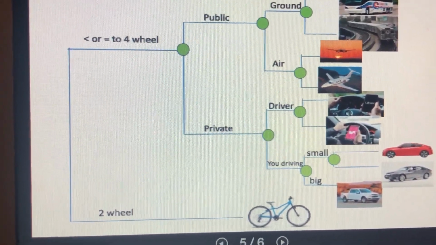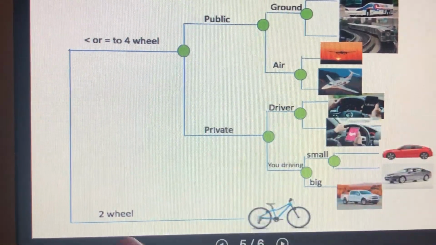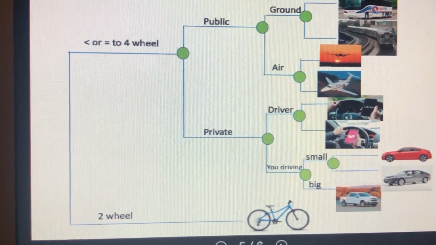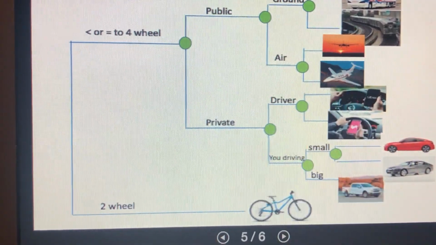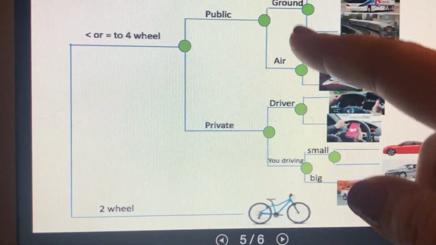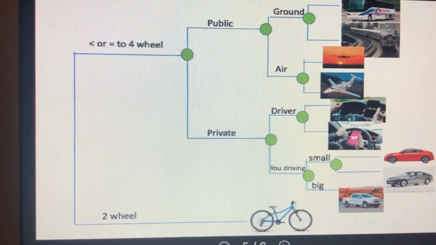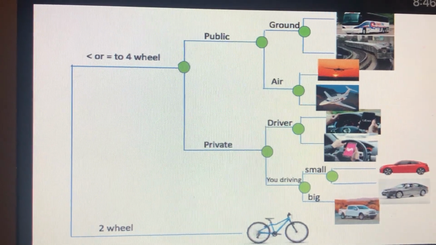This marks cladogenesis, and we can see here the four-wheel or more and the two wheels both diverging by cladogenesis from a common ancestor. Cladogenesis then divides transportation into public and private, and then quickly onto ground, air, and then driver and self-driving, and then cladogenesis diverges into small cars and big cars from self-driving.